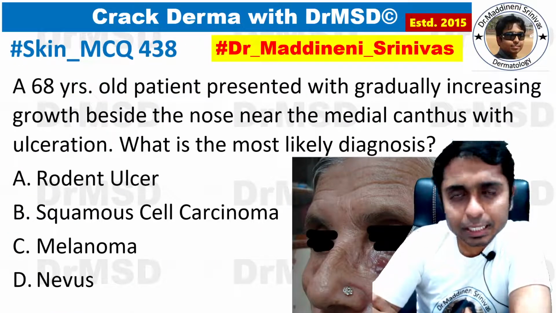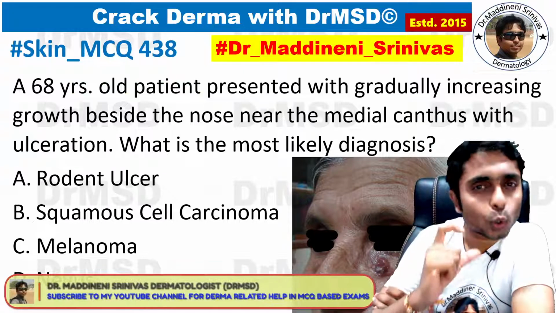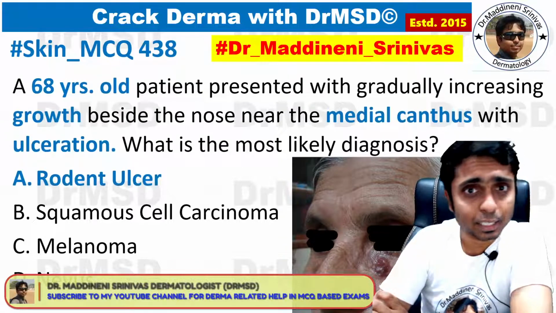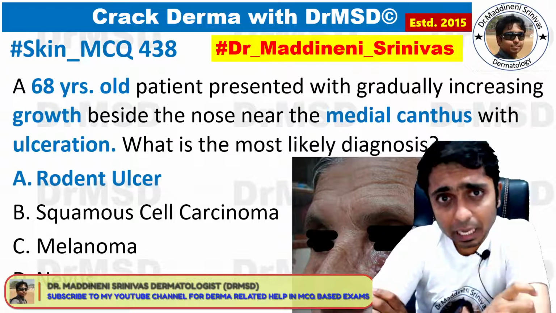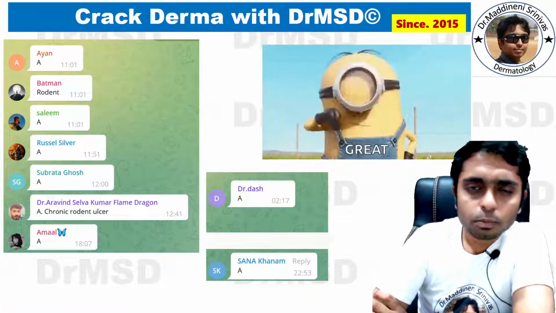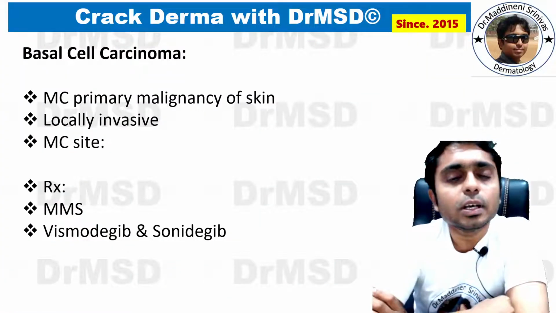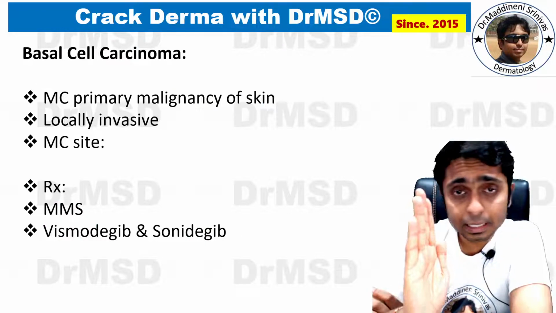So in today's MCQ, we are going to look at the concept or rapid revision of rodent ulcer, that is basal cell carcinoma. So elderly lady coming with a growth which is now becoming ulcerated, we should always rule out basal cell carcinoma. So almost all students marked it right, very good. So few points about this, it is also called rodent ulcer.